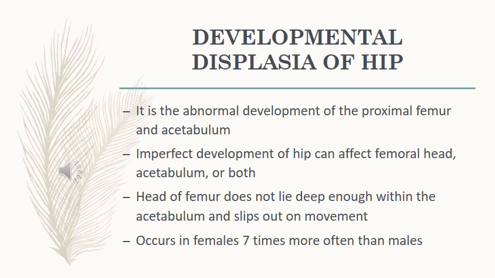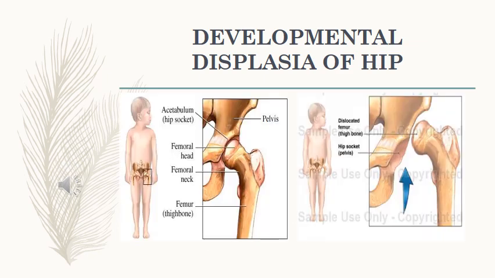Next orthopedic abnormality is developmental dysplasia of the hip. It is the abnormal development of the proximal femur and acetabulum. Imperfect development of the hip can affect the femoral head, acetabulum, or sometimes both. It is a comparative picture of normal hip and dysplasia of hip. The first picture shows normal acetabulum, femoral head, femoral neck, femur and pelvis. The second picture shows dislocated femur.